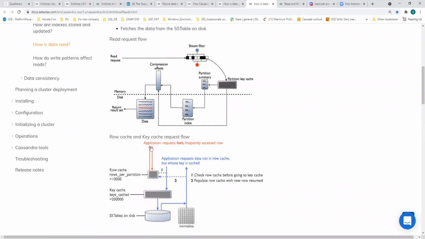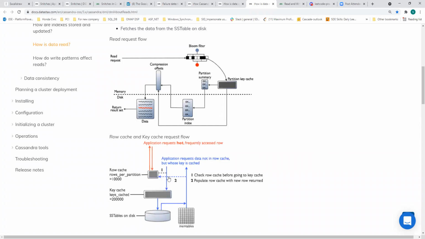Whenever your application requests a hot or frequently accessed row, it just comes to this row cache. And then the rows per partition, if they are 1000, I think this is also configurable. So per partition, you can configure this parameter, and based on the configuration, you can store that many keys. Then it just returns very quickly. This is the fastest one.